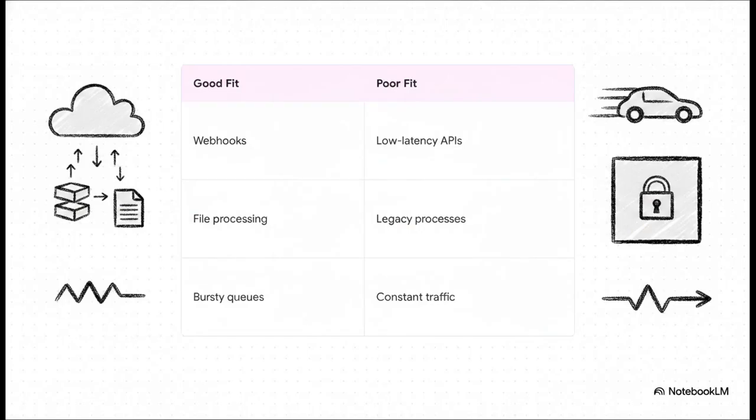At the end of the day, good architecture is all about choosing the right compute model for the workload. Serverless is a brilliant fit for payment webhooks, scheduled jobs, image processing, and bursty AI queues. But for extremely low latency APIs, long-running legacy processes, or constant high-volume traffic, forcing that into a serverless function is just a poor fit. Containers or traditional servers might be much cheaper and much faster.